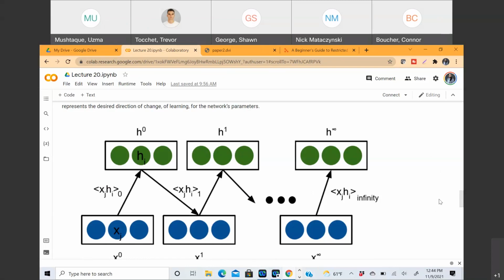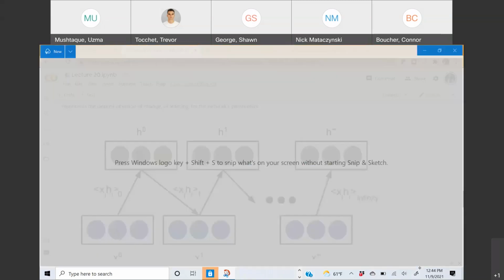So basically, this is known as contrastive divergence 1. Whenever you come across that term, contrastive divergence 1, that means just one pass. And one pass means just this part. Let me highlight it.